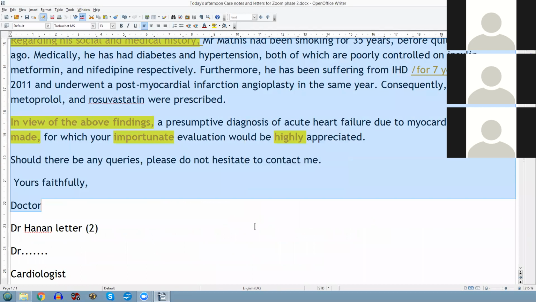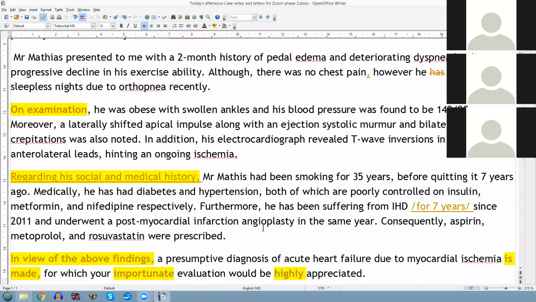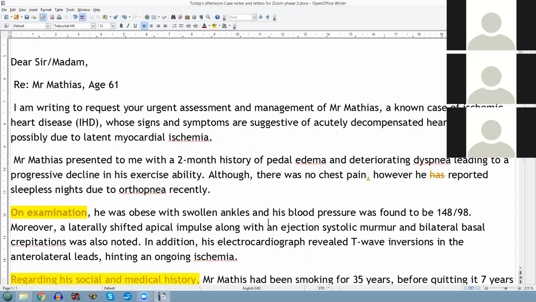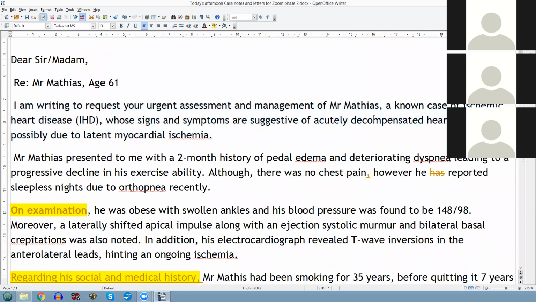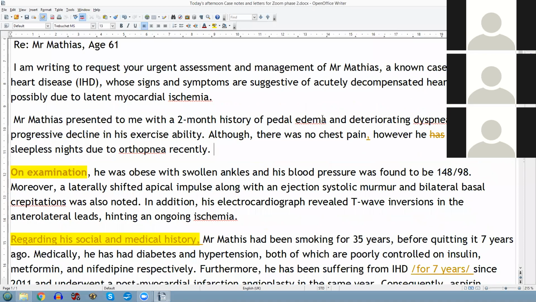Two, four, six. So a little bit long. So you could cut the introduction. You could just say, "Symptoms of acute heart failure." So you could cut that out. You could lose seven or eight words there. You can lose "Mr. Matthews presented with a history."